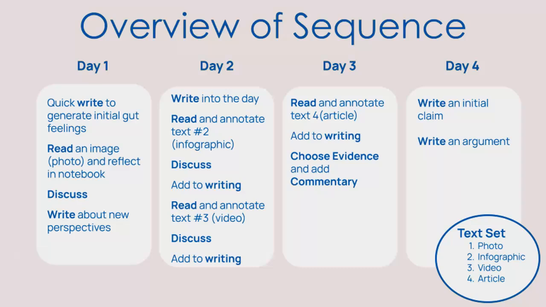Each sequence has a text set and begins with a quick write to generate initial gut feelings around the topic. Students are introduced to an image and they read the image or photo and reflect on their gut feelings in their notebook. They then discuss and write about any new perspectives that they encountered during the discussion. On day 2, they continue writing about what they're thinking. They are introduced to more texts from the text sets. They continue to add to their writing and to discuss with their peers in think, pair, shares, as well as whole group settings.